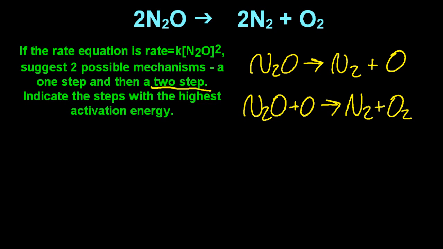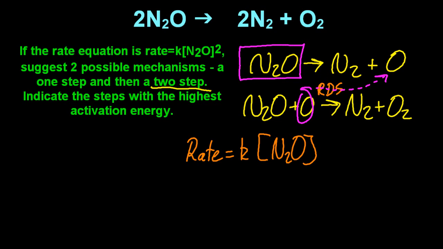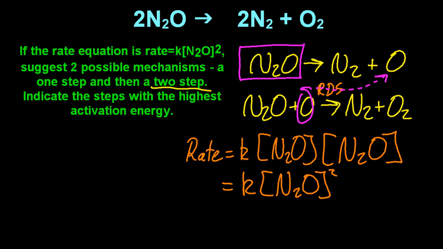Let's choose the second line in the mechanism as the rate determining step. So rate equals K. There's that O again. To be honest, it always seems to be an O. I'm not allowed to have that O. It's missing from the target, the initial equation. It's not a reactant, so it can't be in the rate equation. What makes O? Trace it back. N2O makes O. So substitute the concentration of O for the concentration of N2O. Yep, that's right.